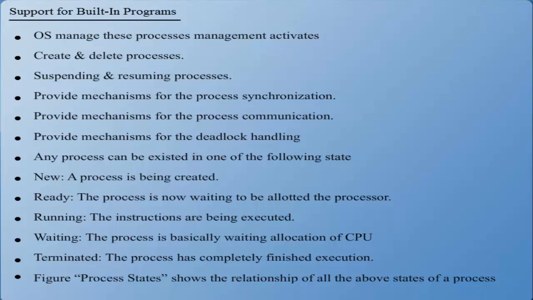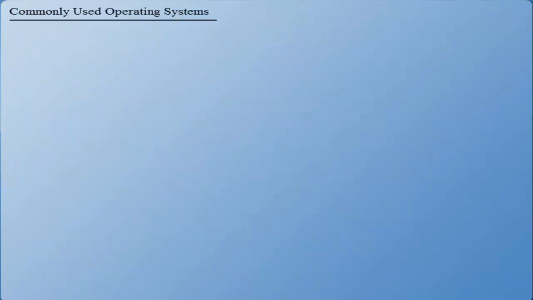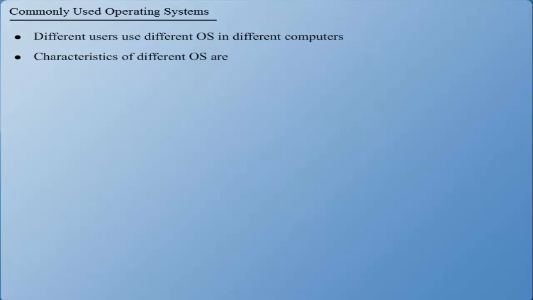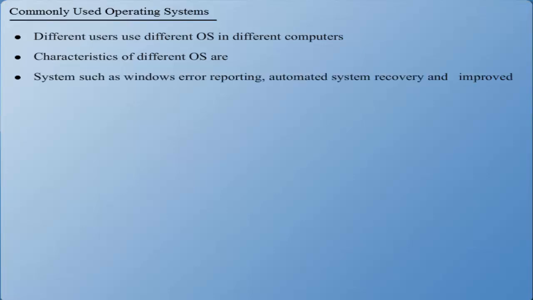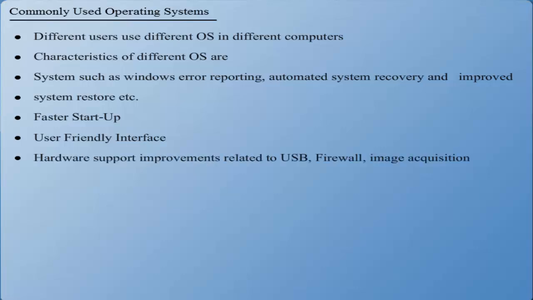Commonly used operating systems. Different users may use different types of computers with different operating systems. The main characteristics of commonly used operating systems may include: number 1, system reliability, such as Windows error reporting, automated system recovery, and improved system restore, etc. Number 2, faster startup. Number 3, user-friendly interface. Number 4, hardware support improvements related to USB, firewall, Windows image acquisition, or media transfer protocol, etc.